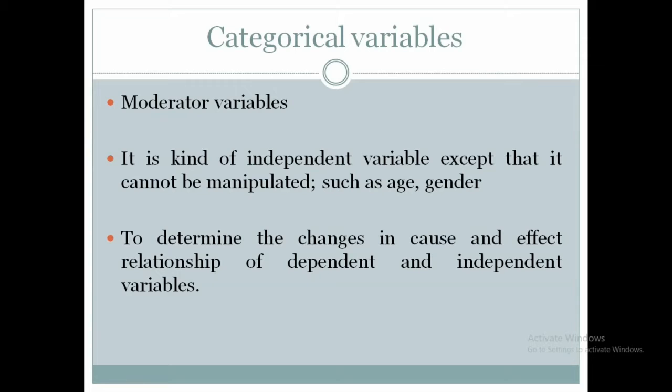Next is categorical variables. Now the categorical variables are the moderator variable as well. It is a kind of independent variable except that it cannot be manipulated, such as age and gender. To determine the change in the cause and effect relationship of the dependent and independent variable, a categorical variable can be used.